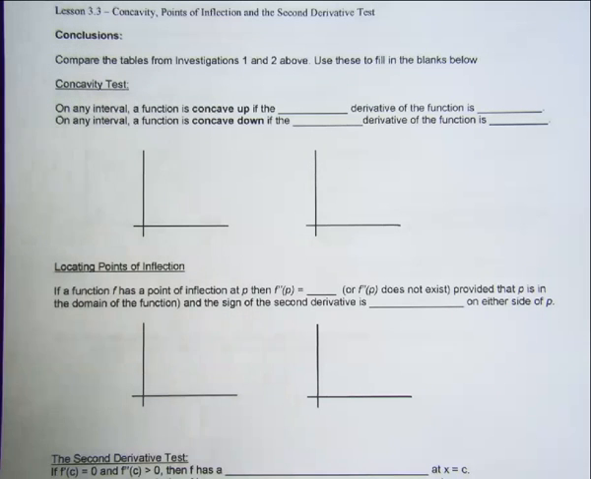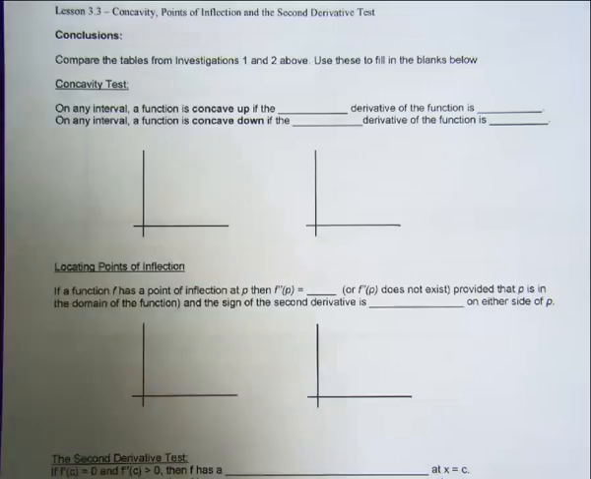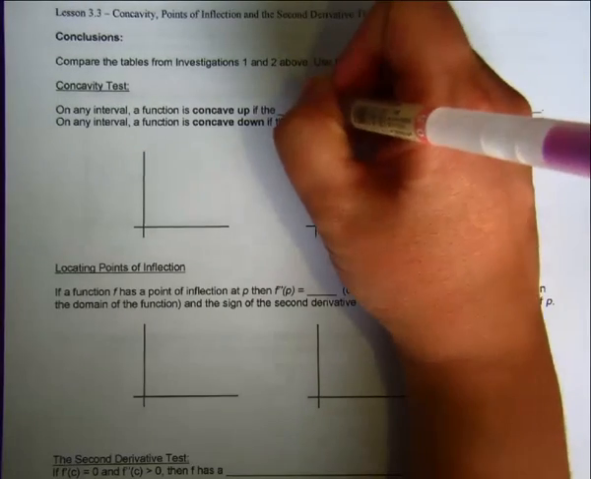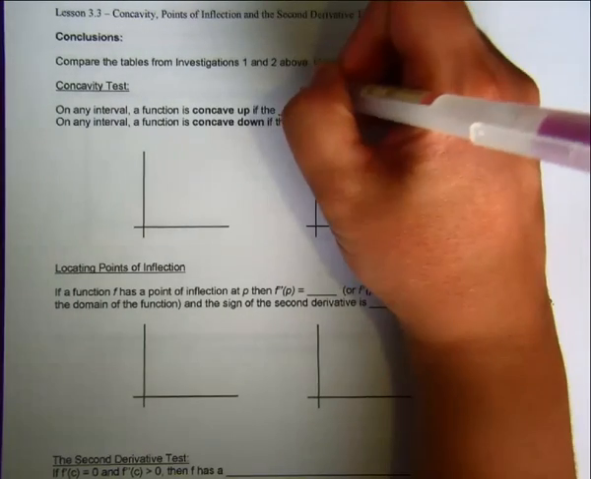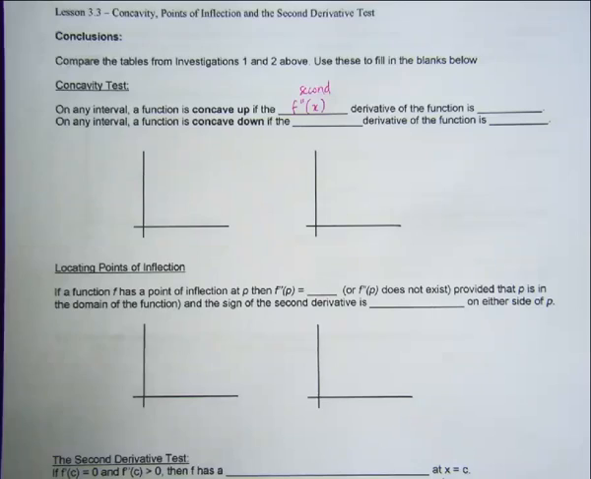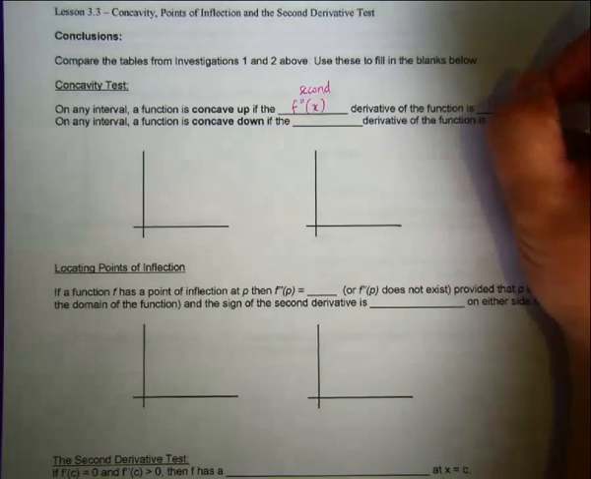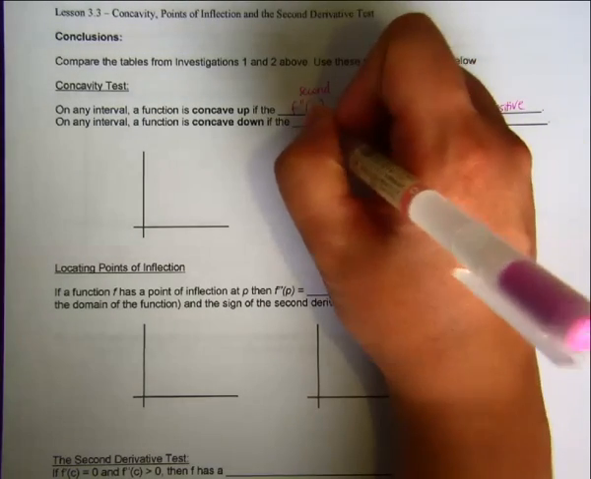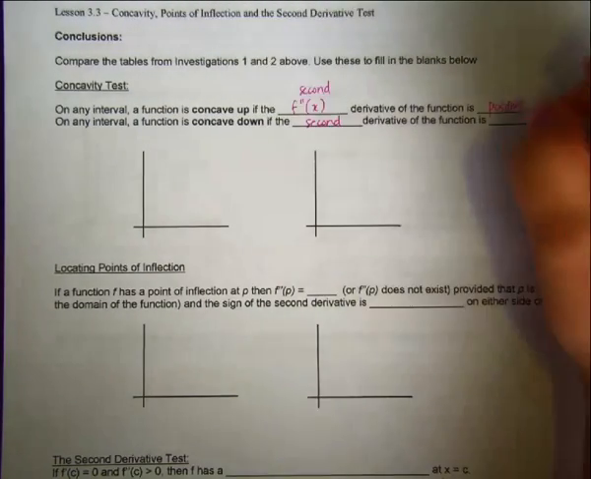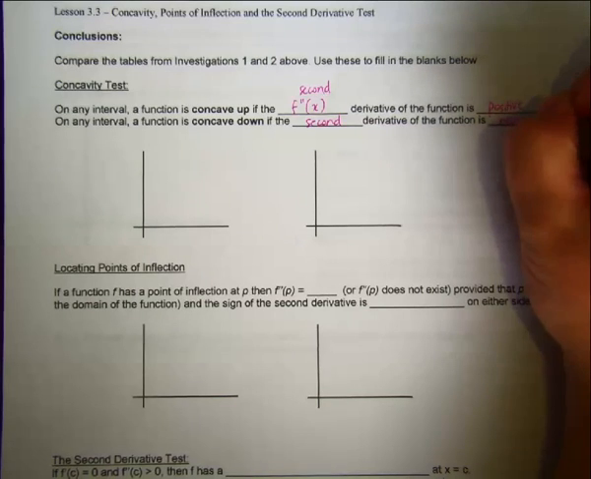On any interval, a function will be concave up if the second derivative of the function, so on the previous pages, our f prime prime, is positive. If you look back at pages 1 and 2, anytime we had f prime prime being positive, the function was concave up. And then a function would be concave down if the second derivative of the function is negative.